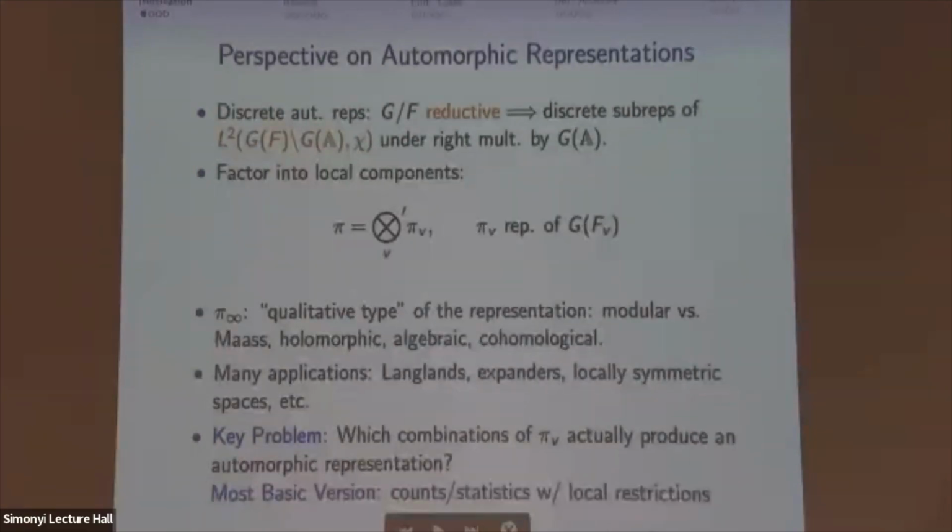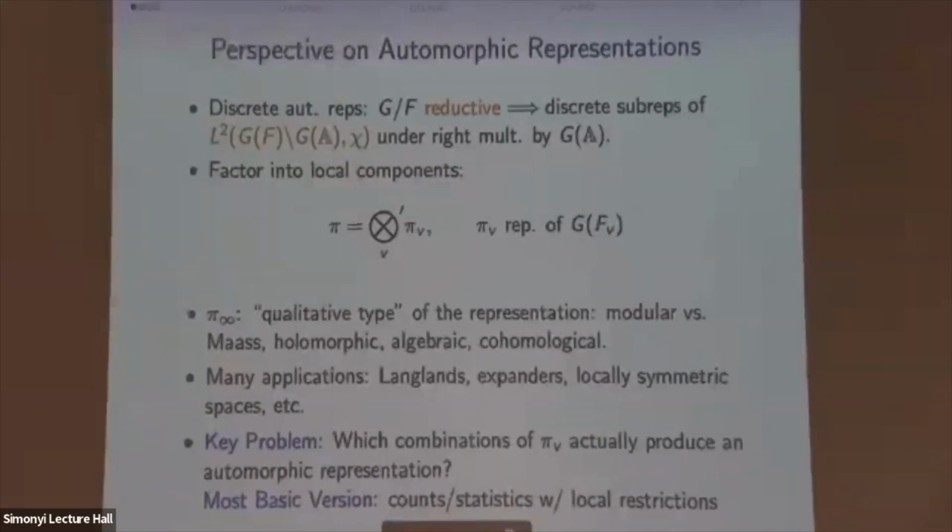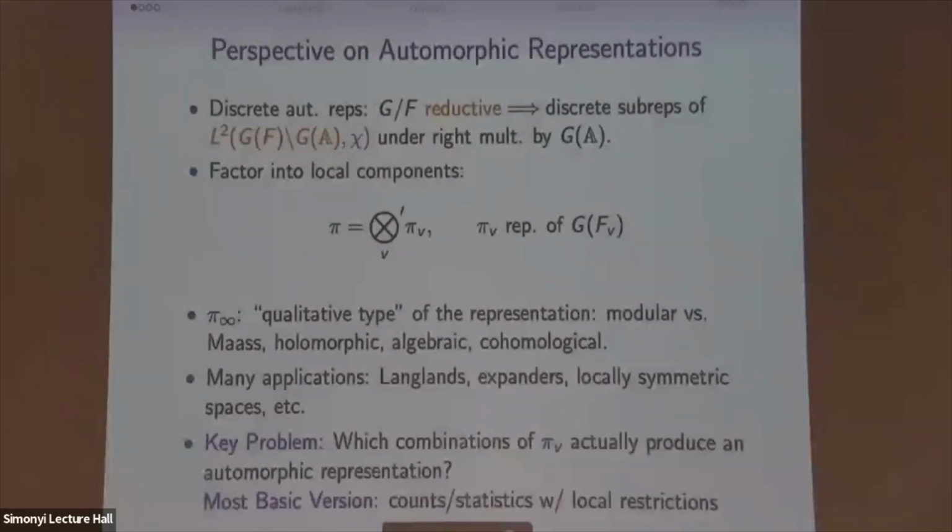So we won't be thinking about this literal key problem. We'll be thinking about a much more basic version, where we put local restrictions on a lot of these pi v's, just to put some conditions on them. And then we try to count how many things there are that satisfy those conditions. Maybe we won't count, maybe we'll weight our count by a certain statistic. This is maybe the most basic thing to talk about when you're trying to look at the key problem. Okay, so that's a general perspective.